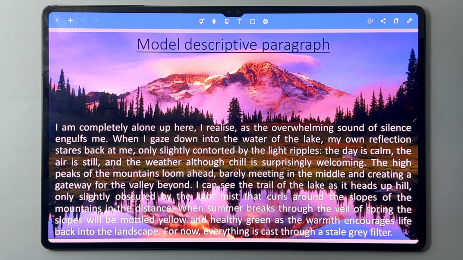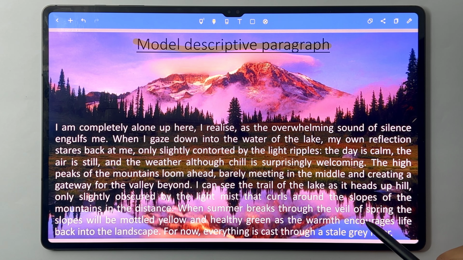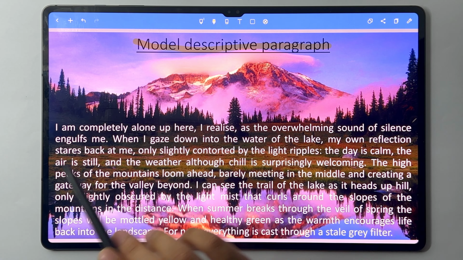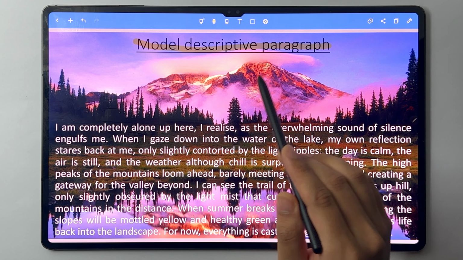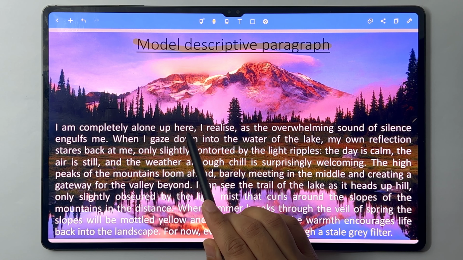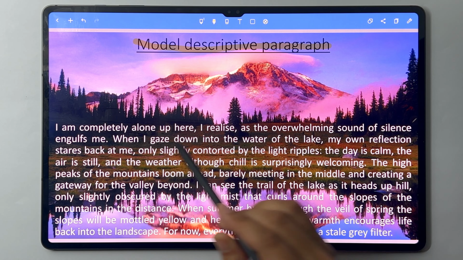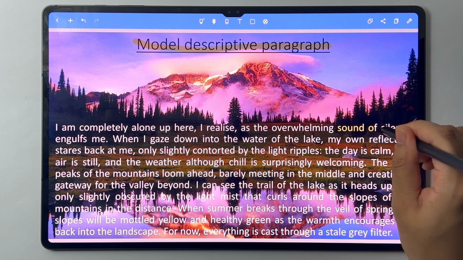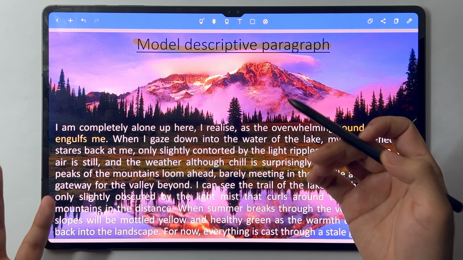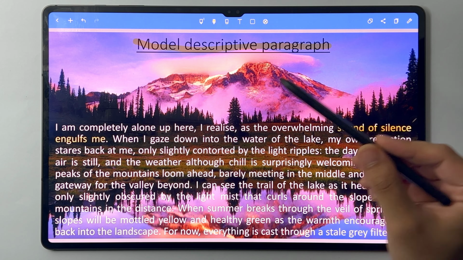And finally, I've written a model descriptive paragraph based on the picture which we've looked at previously. So it reads the following. So I've used all the strategies in terms of how to write a fire description. So it begins, I am completely alone up here, I realize as the overwhelming sound of silence engulfs me. So as you can see here, I've used alliteration. So I'm going to highlight in yellow, as you can see, engulfs me. So I'm saying the silence has taken over. Okay, it's tranquil. Okay, there's a tranquil atmosphere.